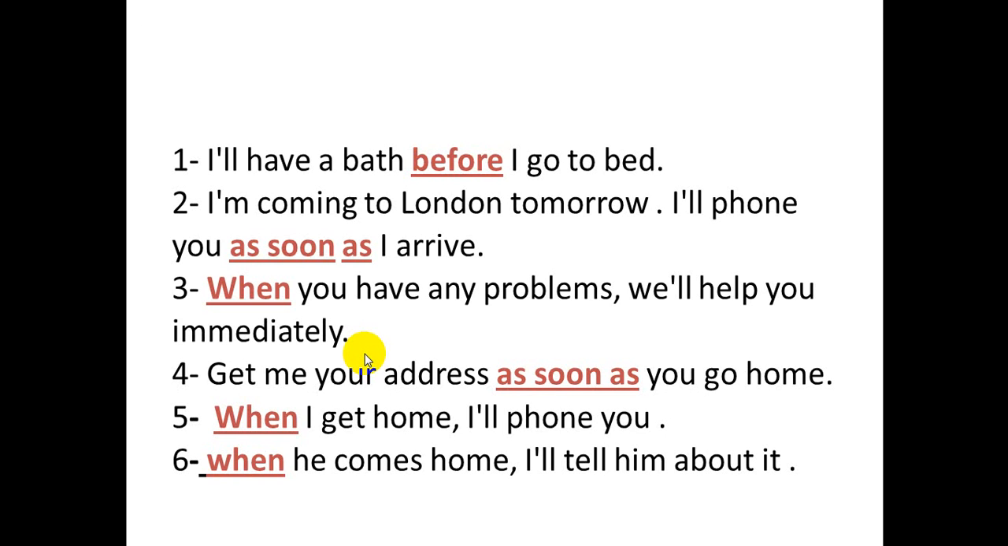Very, very good. Number 5. When I get home, I'll phone you. The time clause is I get home. Very good. And the main clause is I'll phone you. Number 6. When he comes home, I'll tell him about it. The time clause is he comes home, and the main clause is I'll tell him about it. Yes. It's clear that you understand me very well.